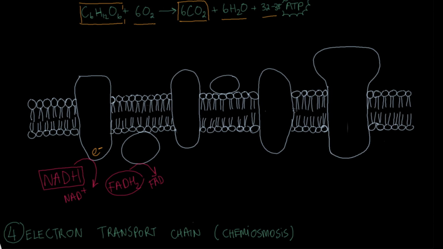So this here is the membrane of the mitochondria, the inner membrane of the mitochondria. And these blobs here, these are proteins. And one of these proteins is ATP synthase. And ATP synthase, as its name suggests, makes ATP. Now the rest of these are involved with moving electrons.